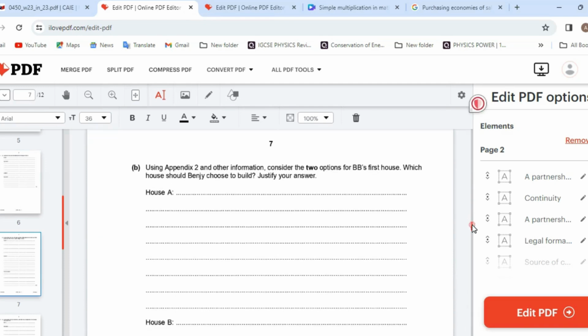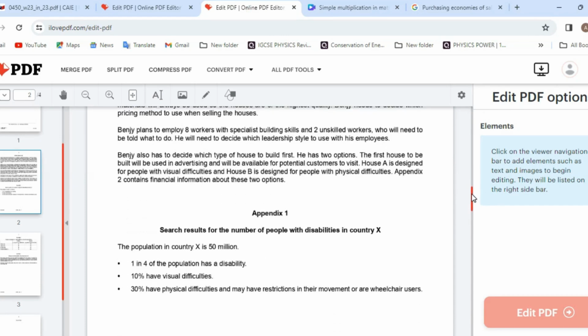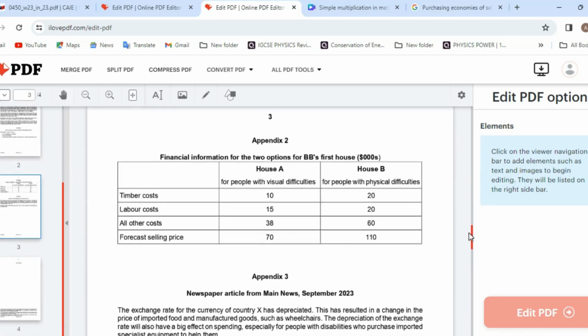We have question 3B. Using appendix 2, okay, we have seen that already. Using appendix 2 and other information, consider the two options for BB's first house. Which house should Benji choose to build? Okay, we have to go back to our appendix to see the house A and house B given to us. Here we have our appendix. Okay, this is appendix 1. And this is the appendix. Yes, this is what they are referring to.